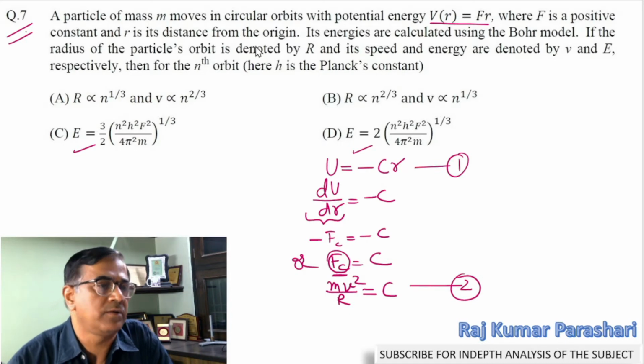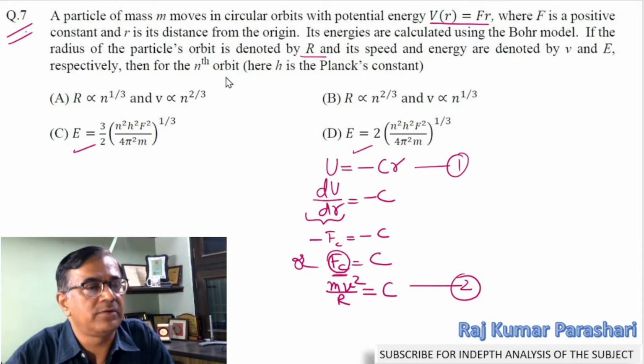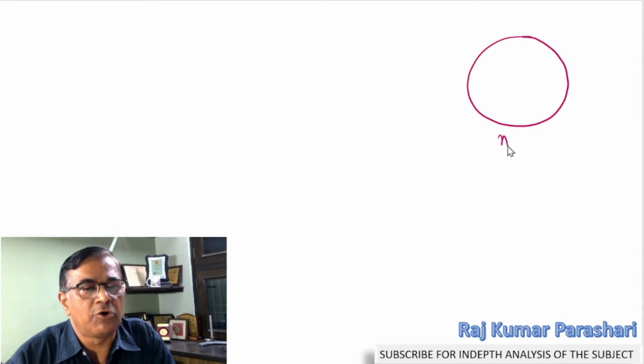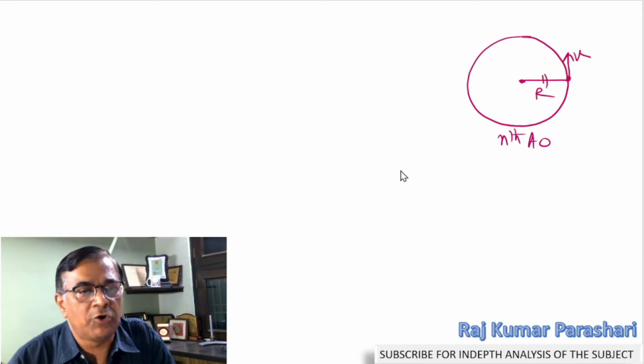And capital R, as I presume you have read this question several times, happens to be the radius of the particle in the nth allowed orbit, and v is the velocity in the nth allowed orbit, and E happens to be the total energy of the particle in the nth allowed orbit. Now let's proceed. The particle, as per the problem, is in the nth allowed orbit. The radius happens to be capital R, and v is its velocity in the nth allowed orbit.